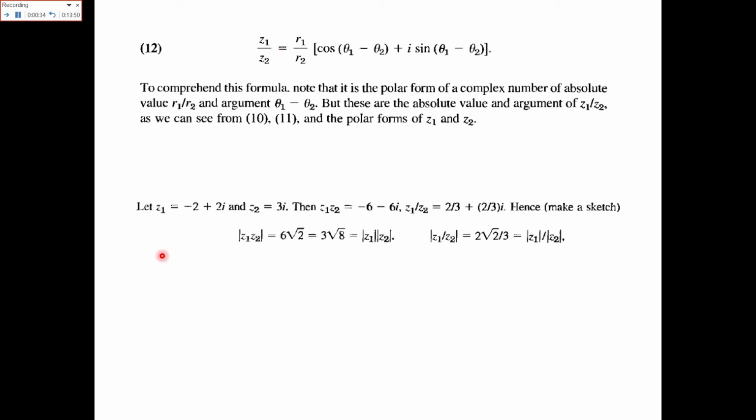Here is the question: if z1 is this and z2 is this, how will you multiply these two? r1 r2 into cos of theta 1 plus theta 2, but these numbers are in the form of coordinates. First you will convert them into the polar form and then you will apply the rule.